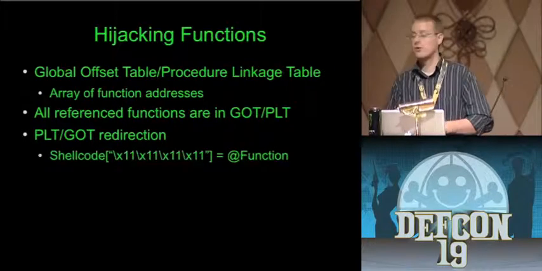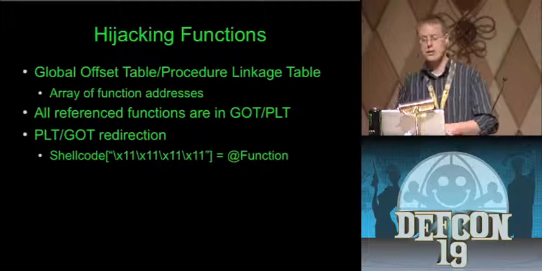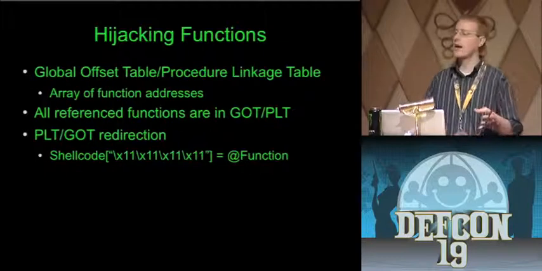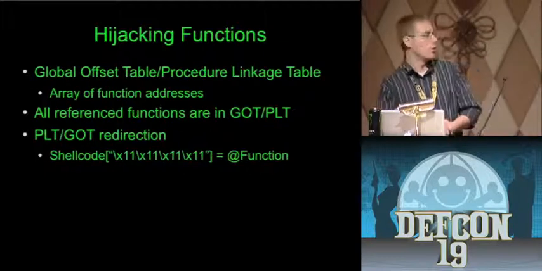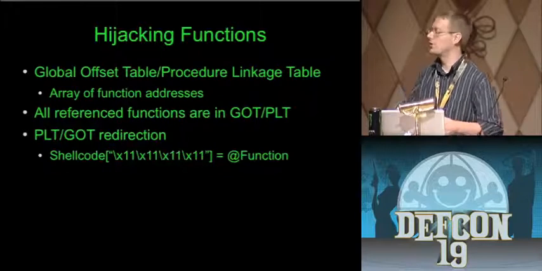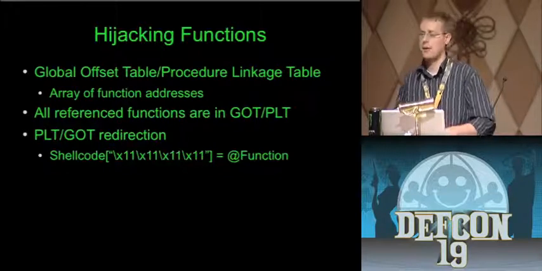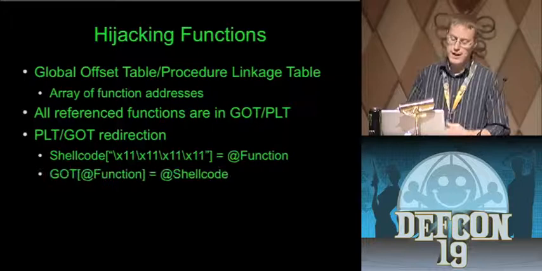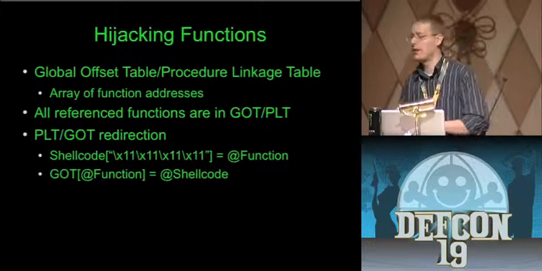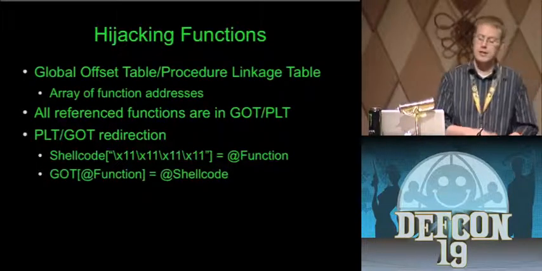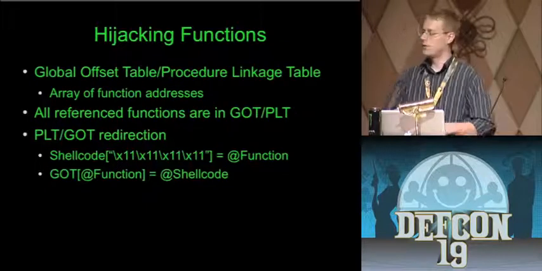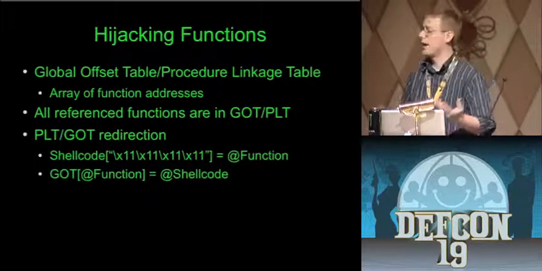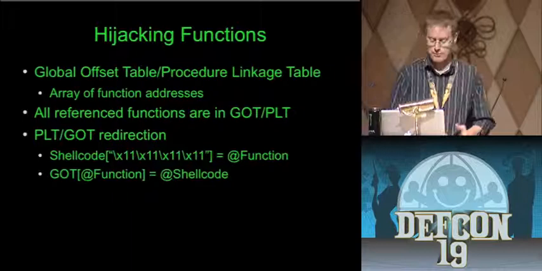So we're going to use a technique that Silvio Cesare architected called PLT GOT redirection. We're going to create a stub entry in our shellcode, and we're going to overwrite that stub address with the address of where the function is really loaded in memory, and then we'll replace its corresponding entry in the GOT with the address of our shellcode. And that's the redirection. That's it. You've now hijacked a function.